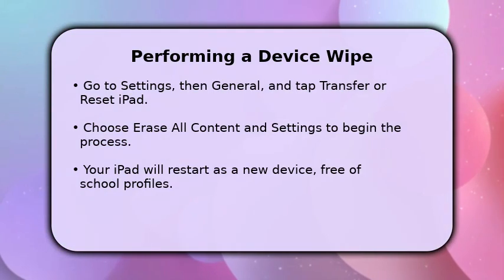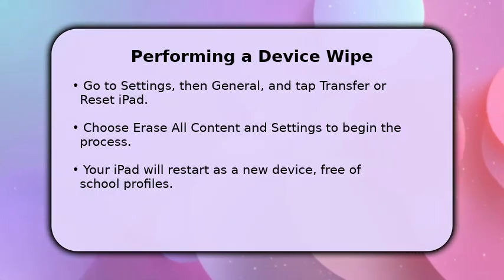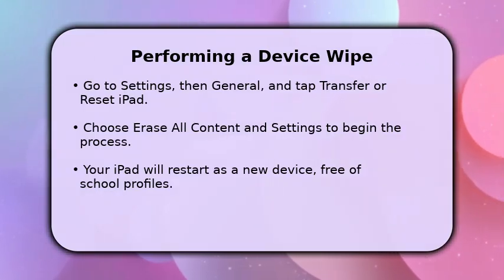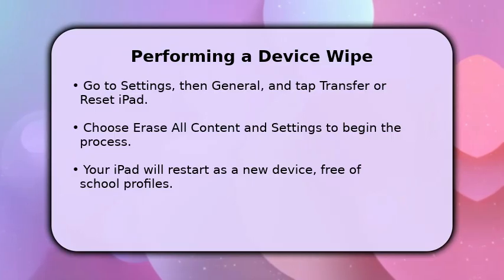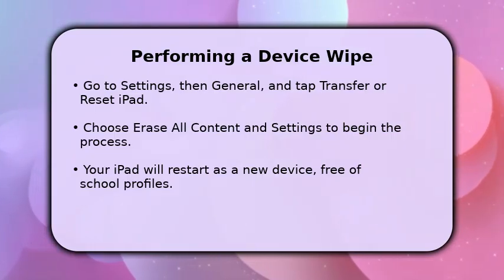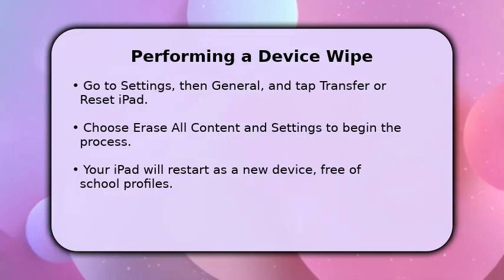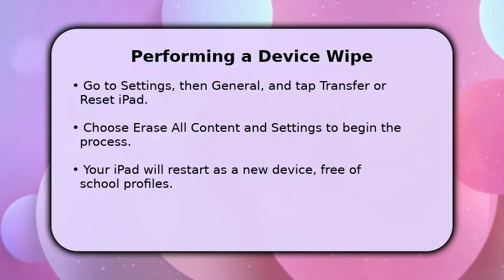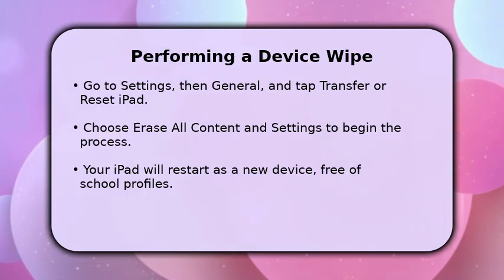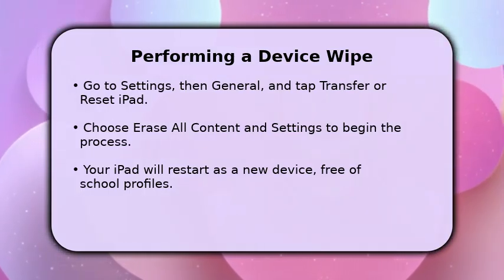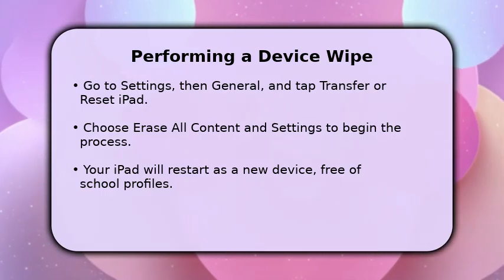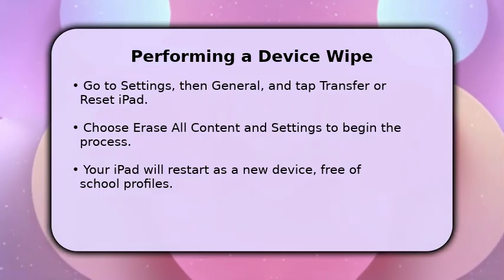To perform a device wipe, navigate to the Settings application on your iPad. From there, tap on General and then scroll down to find Transfer or Reset iPad. Select Erase all content and settings to initiate the process. Your iPad will then restart, effectively returning to its factory default state. This action will remove all school software, allowing you to set up your device as if it were brand new.